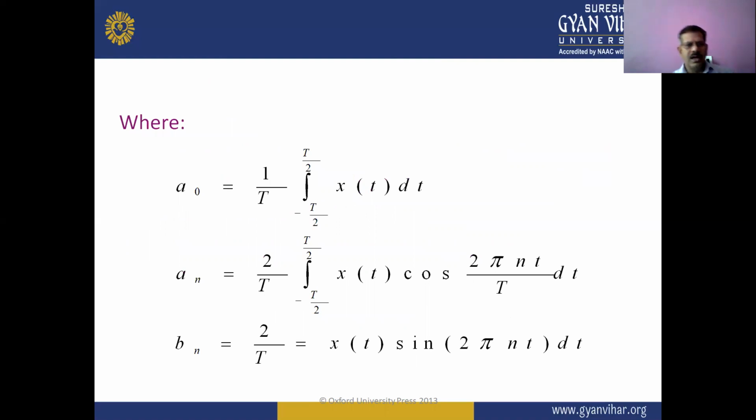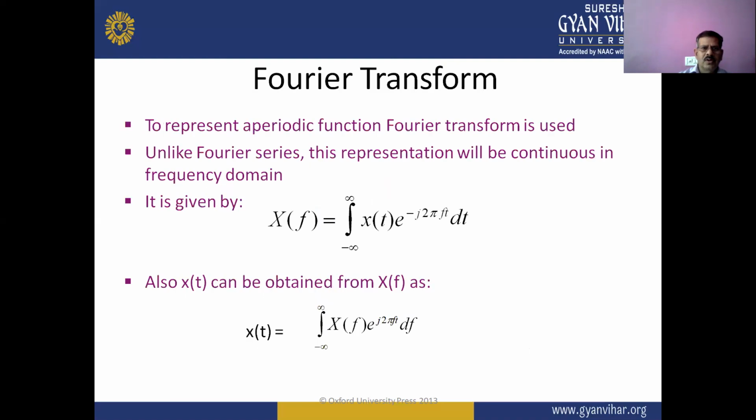where a naught is 1 upon T times the integration from minus T by 2 to T by 2 of x(t) dt, and a n equals 2 upon T times the integration from minus T by 2 to T by 2 of x(t) cos 2 pi n t upon T dt, and the value of b n equals 2 upon T times the integral of x(t) sin 2 pi n t upon T dt.